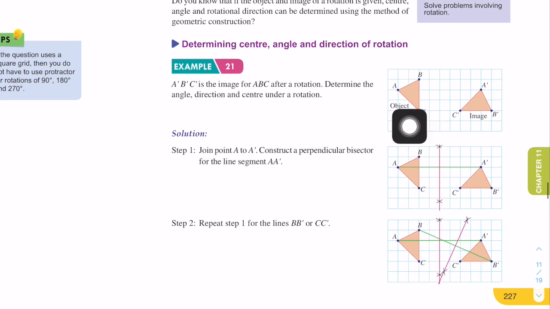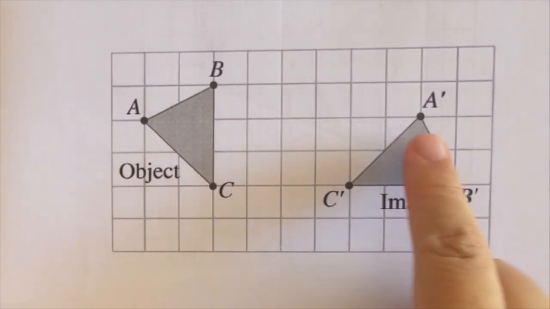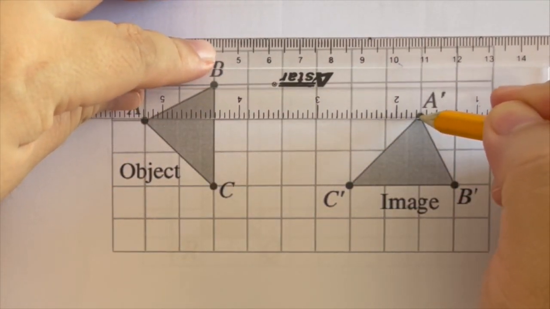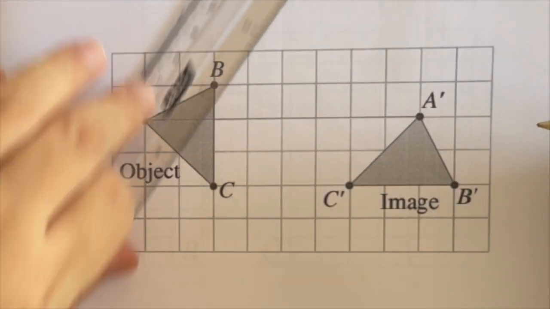Okay, so let's look at example 21. A prime, B prime, C prime is the image for ABC after a rotation. Determine the angle, direction and center under a rotation. So first, you need to join point A to point A prime by using a ruler. Use a ruler ya, jangan freehand, nanti tak cantik.